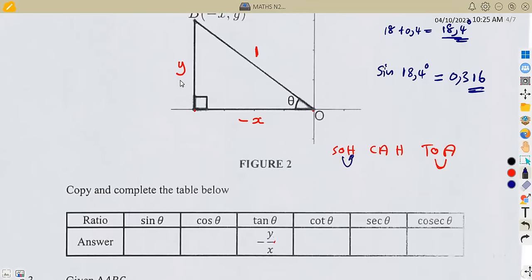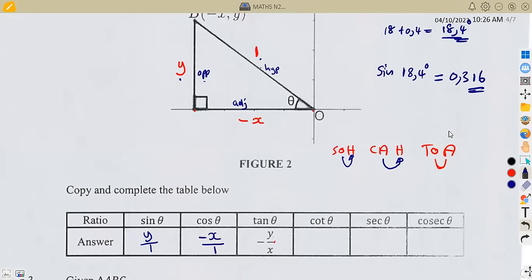So sine is opposite over hypotenuse, that's y. Hypotenuse is 1. So this is the opposite according to theta, this is the adjacent according to theta, and this is the hypotenuse. So opposite over hypotenuse gives us y over 1. We move on to cos. Cos is adjacent over hypotenuse. So adjacent, which is minus x, hypotenuse is 1. So it's going to be minus x over 1.